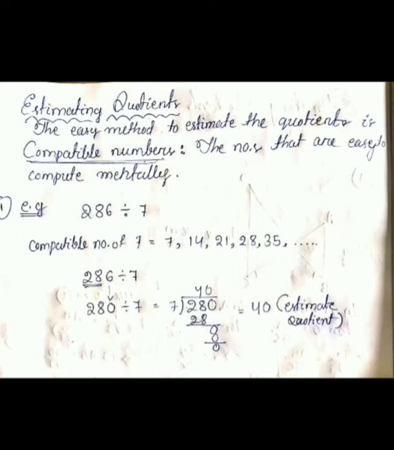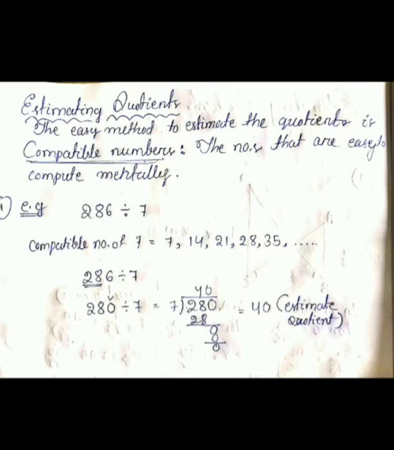That's why the easy method to estimate the quotient is our computable numbers. In estimating quotients, always you have to use the computable numbers. Remember it? So this example is over.